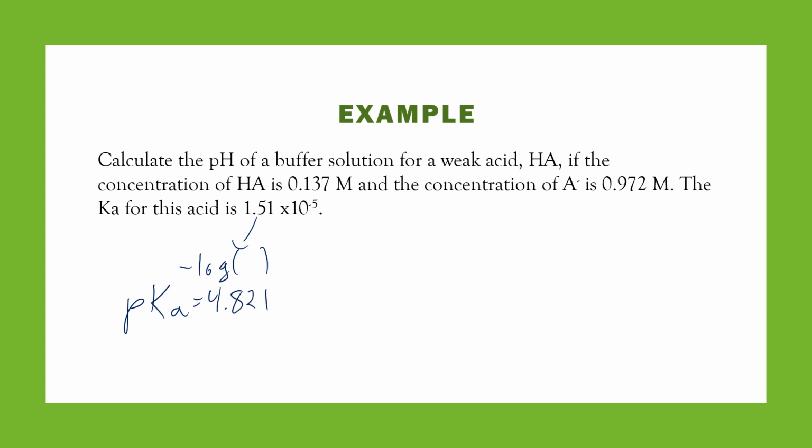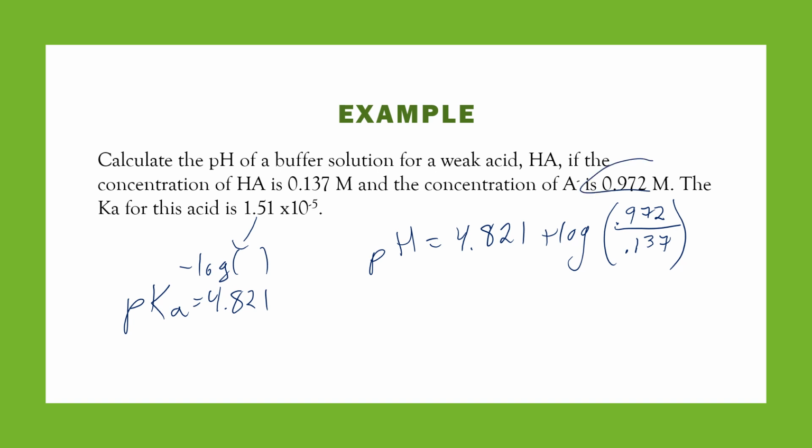Then we can use the Henderson-Hasselbalch equation. pH equals that pKa plus the log of the base, which is 0.972, over the acid, which is 0.137. Notice that the base is a lot higher than the acid, so I know that the pH will be greater than 4.821. When you actually solve, I divide first, then I take the log, then I add in the pKa, and you'll get that the pH is 5.672, which is larger than the pKa, so you know you did something right.